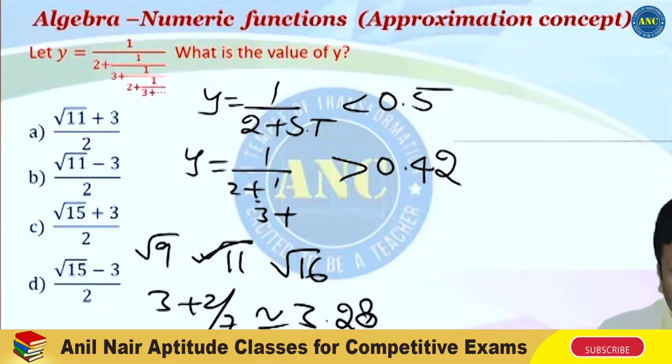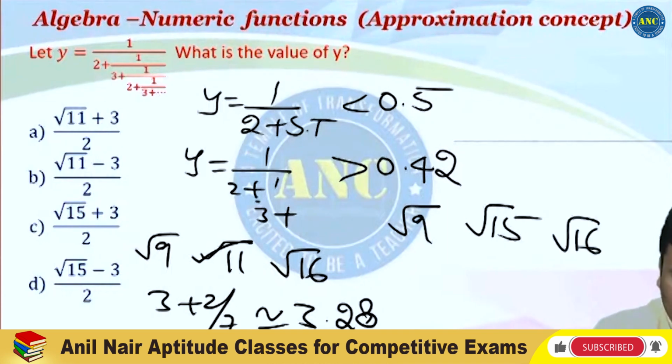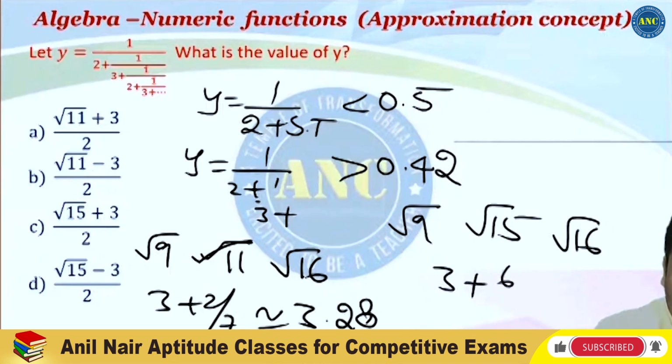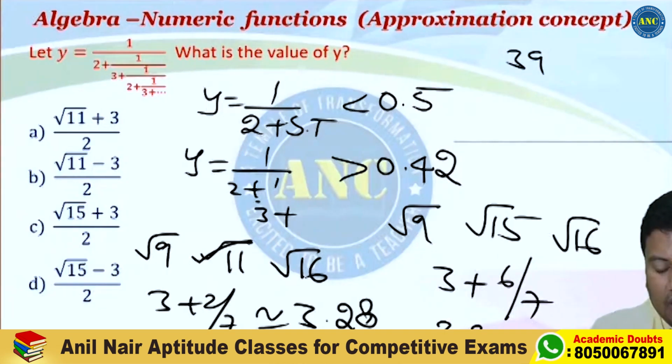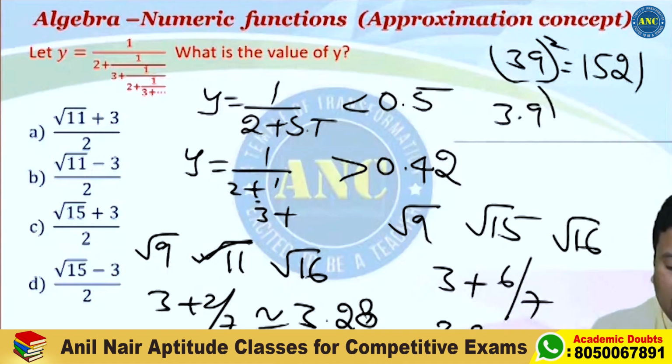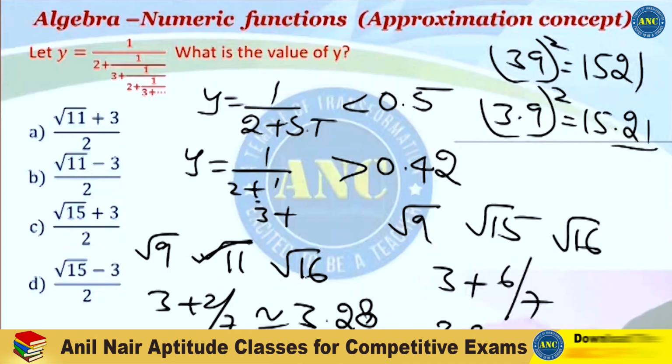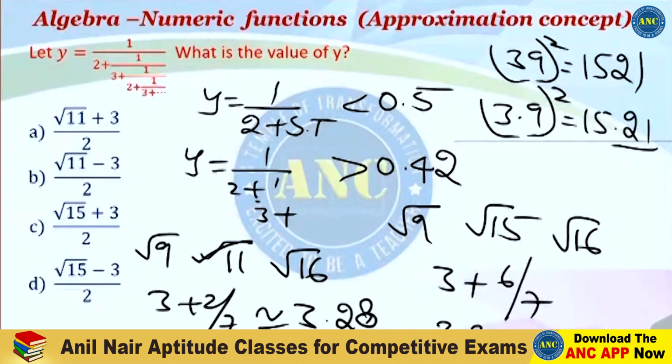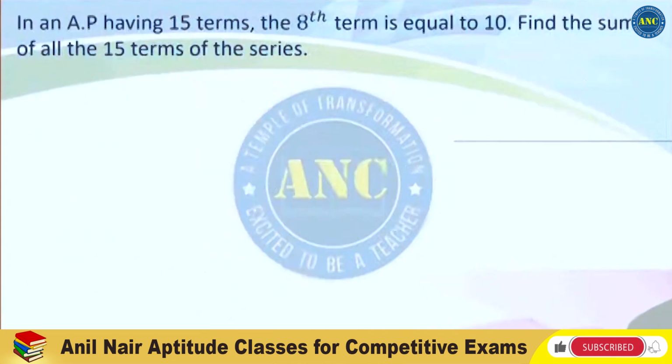Substitute there. Right, root 15, it is nothing but between root 9 and root 16. 3 plus 6 by 7, which is 3.8. 39 whole square is 1521. 3.9 whole square is 15.21. So substitute, and whichever answer you get, that itself is the answer. I hope the idea is clear. So you can substitute it and you can find it.